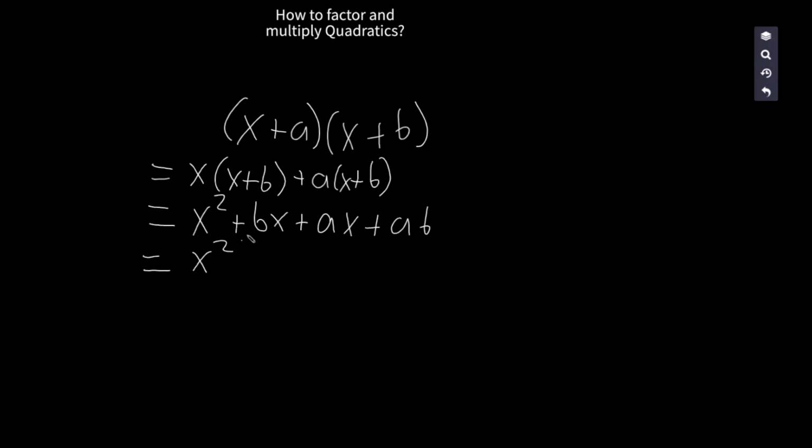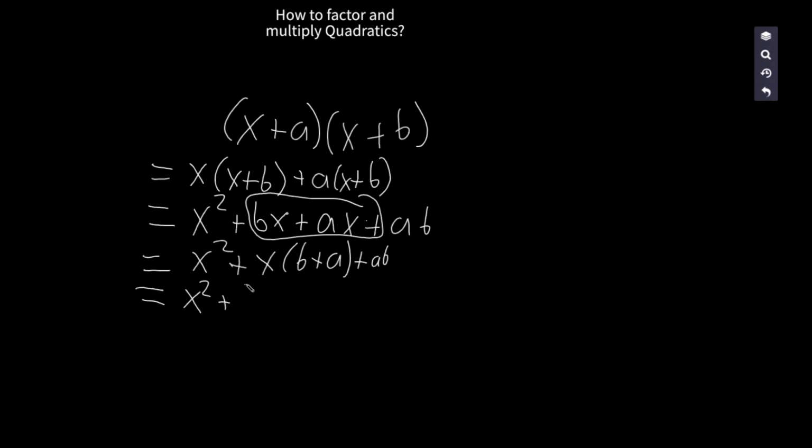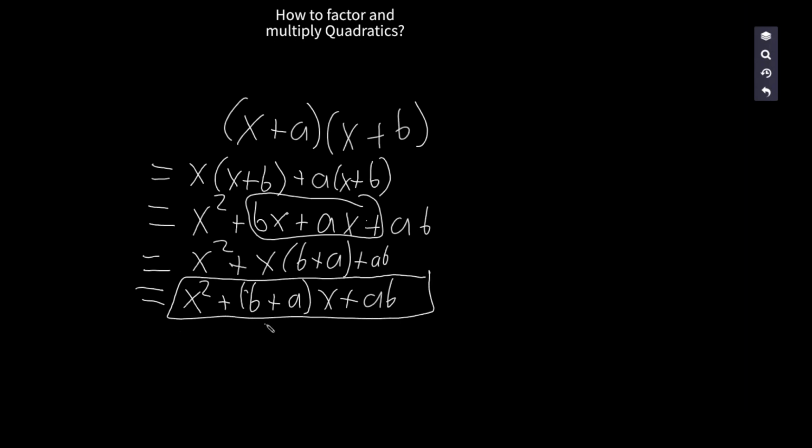Now from here, you may not notice this at first, but we can actually group these two things together by factoring. We can factor out the x to get x times b plus a, plus ab. Now I'm actually going to write the b plus a at the beginning because it's a bit more convenient. Okay, now basically what this is saying is that if we have this quadratic right here, then we can write that in factored form.